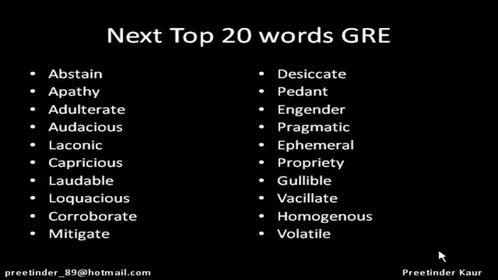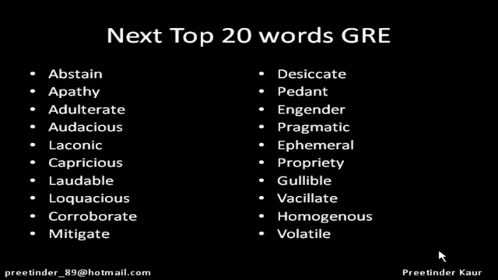And the last word on this list is volatile, which means evaporates very easily. For example, some chemicals like acetone, they are very volatile and they're also explosive and they're very fickle. It means they don't stay for a very long period of time. So that means volatile.